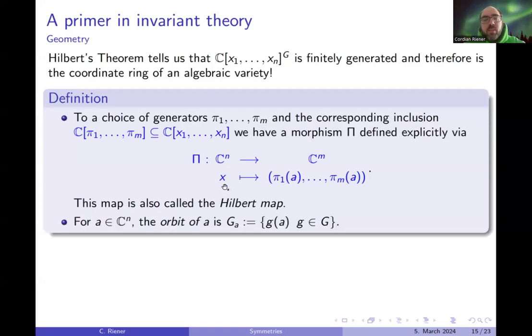Now, why is this interesting? I also look at the orbit, just for the notation. If I have a point in Cn, then I will look at all the points that my point A is mapped to. I will call this set the orbit of my point, and I will denote it by G of A.